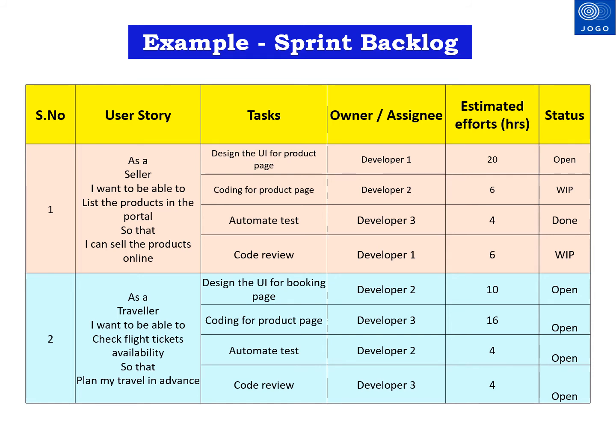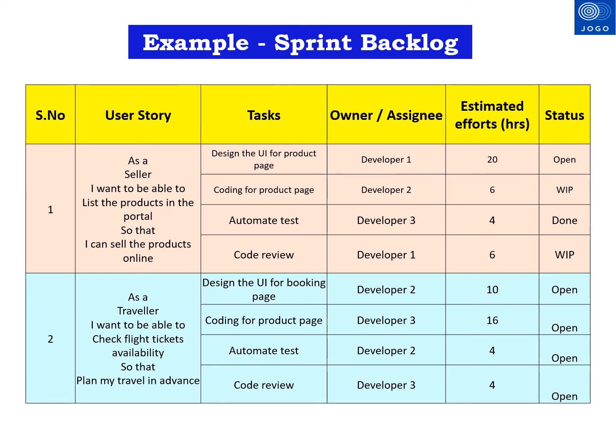You can see user stories in column 2. The first user story is, as a seller, I want to be able to list the products in this portal so that I can sell the products online. As I mentioned, each sprint backlog will have tasks. So for the first user story, we have identified the technical tasks. These will be used by the development team for the implementation. The first one is design the user interface for the product page. The second one is coding for the product page. Then automate the test cases and do the code review. These are all the technical tasks.